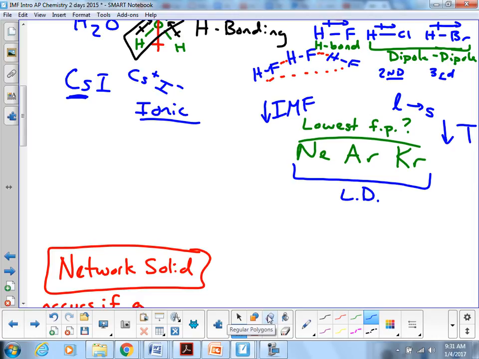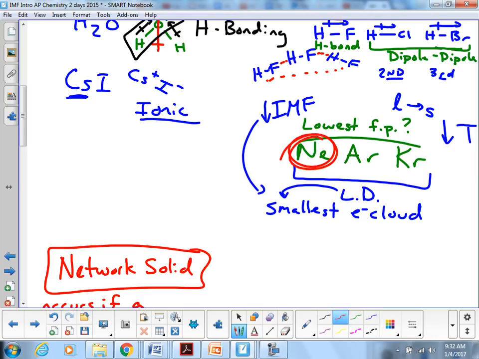So in this case, because I want the smallest, I'm looking for the smallest electron cloud. That's what you're looking for, and I'll link it to LD. So looking at that, it's not a big leap. It's neon, right? Because as you move down the table, it gets bigger. So this is the smallest. Just remember, the larger the cloud, the stronger the IMF. The smaller the cloud, the weaker the IMF for LDs. Okay, so that's just some exercises that we could do.